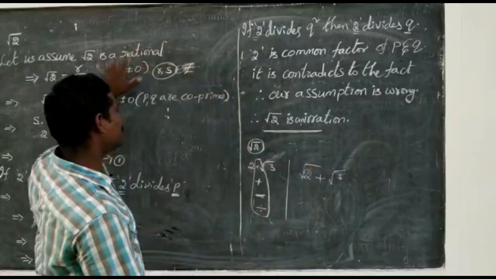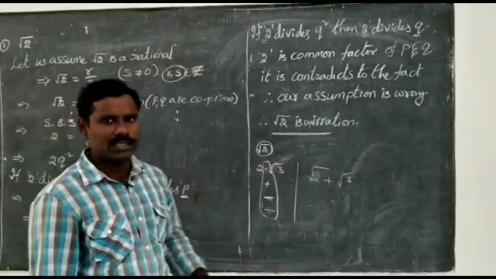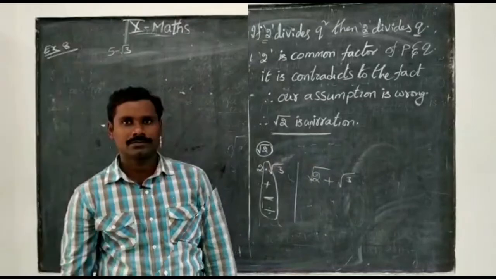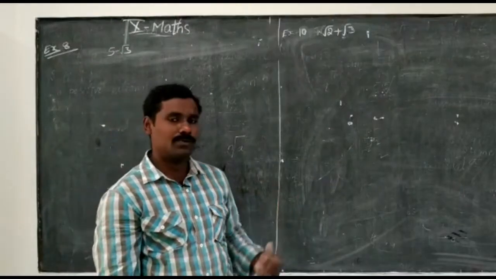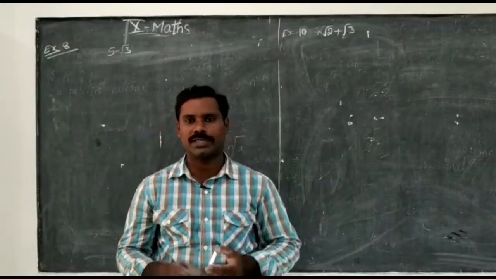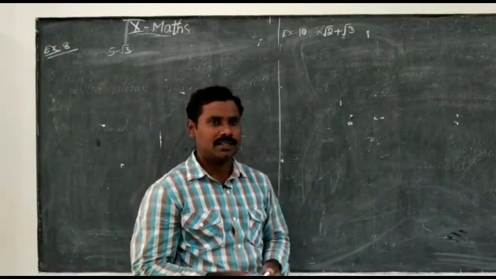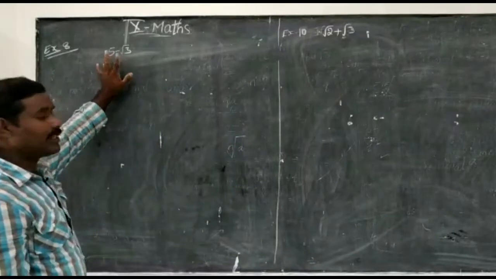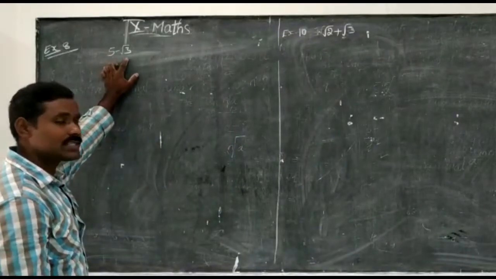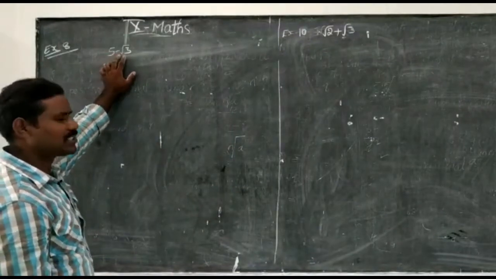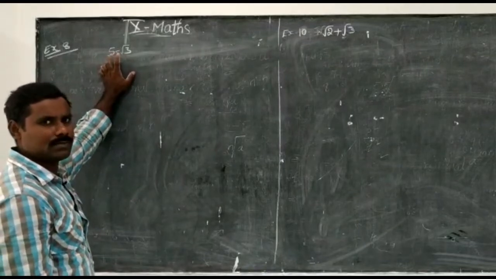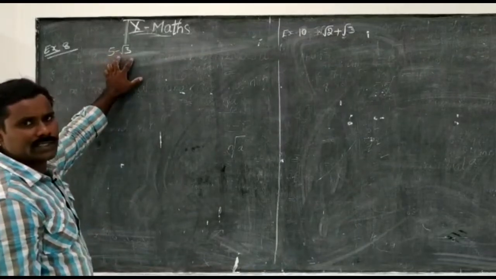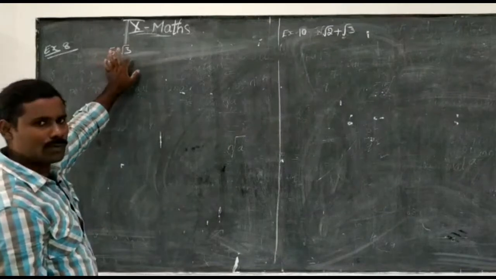Now we are completing one type. Now we will go to the second and third models. From the first model you have to complete root 2, root 3, root 5, root 7, whatever prime number is irrational. Now the second case is one rational number and one irrational number by addition or subtraction or multiplication or division, whatever the fundamental operation.